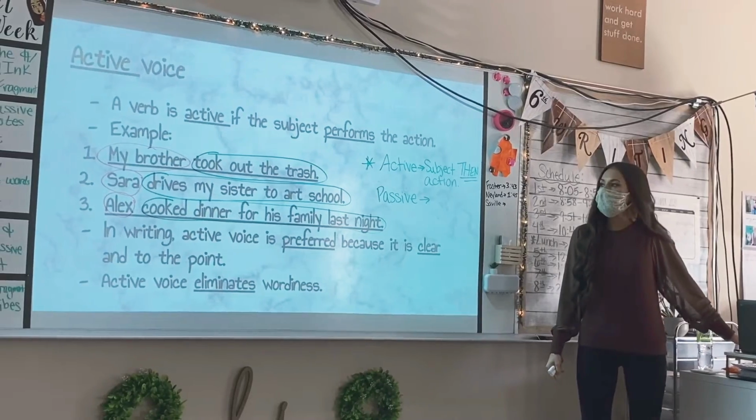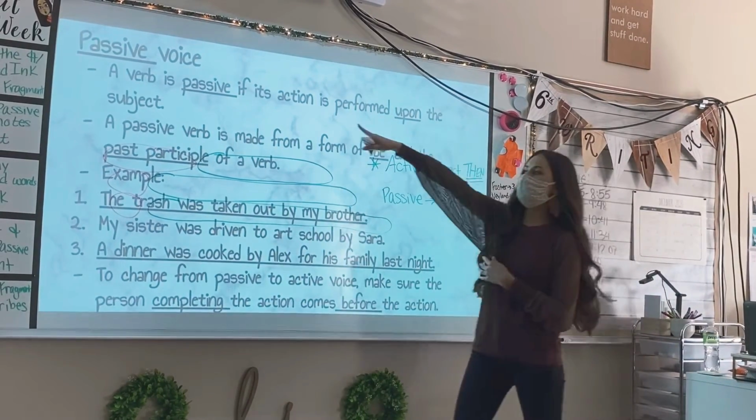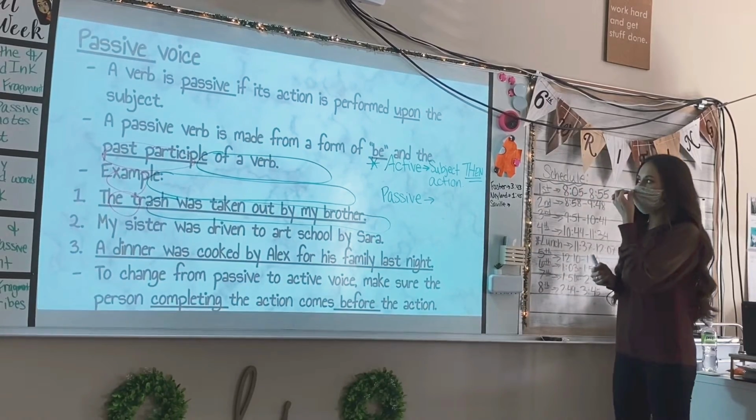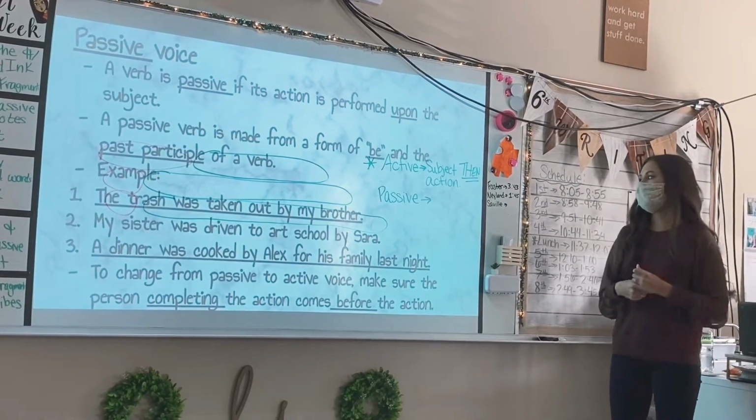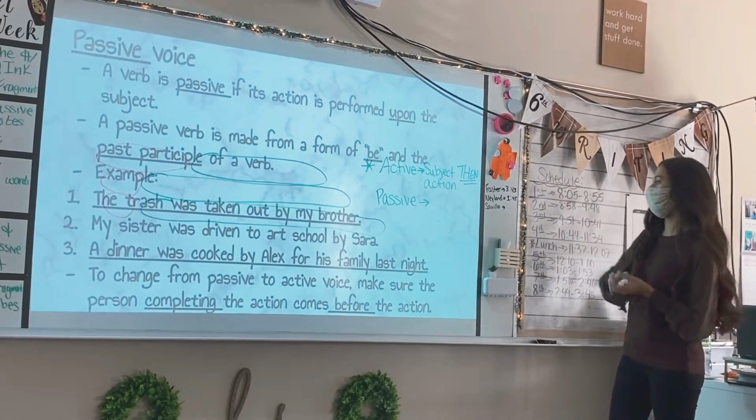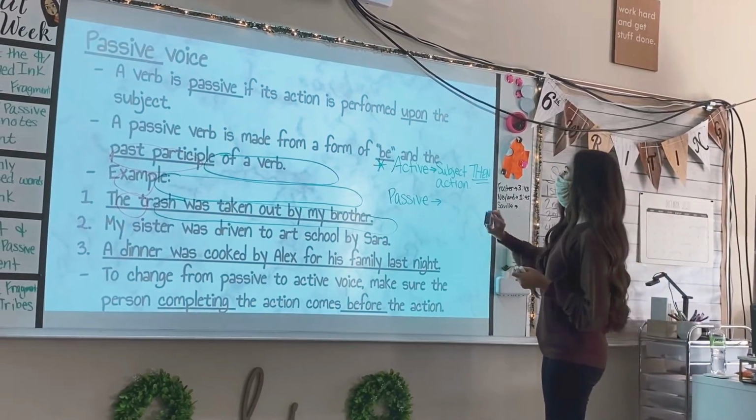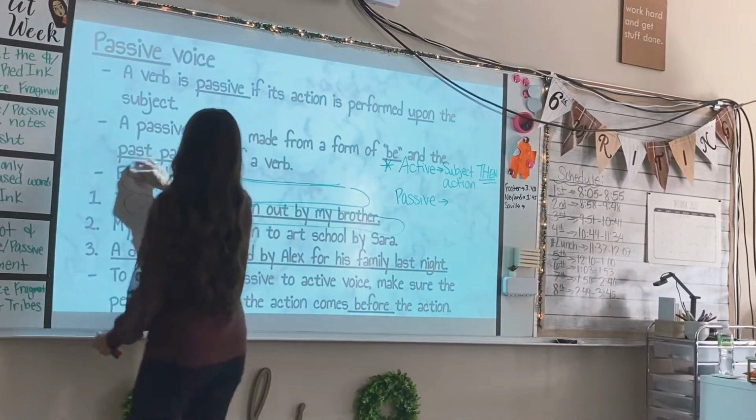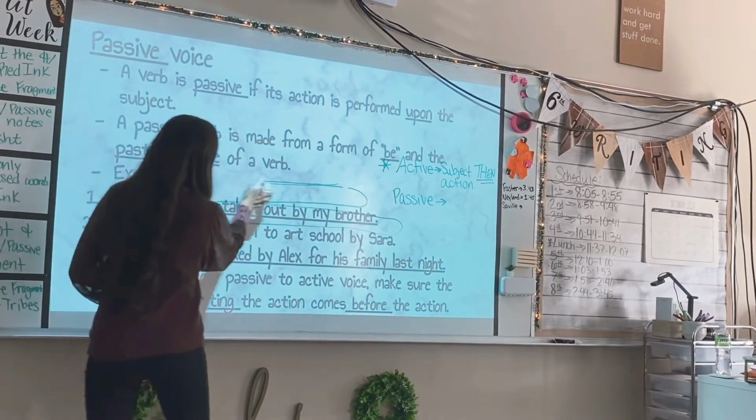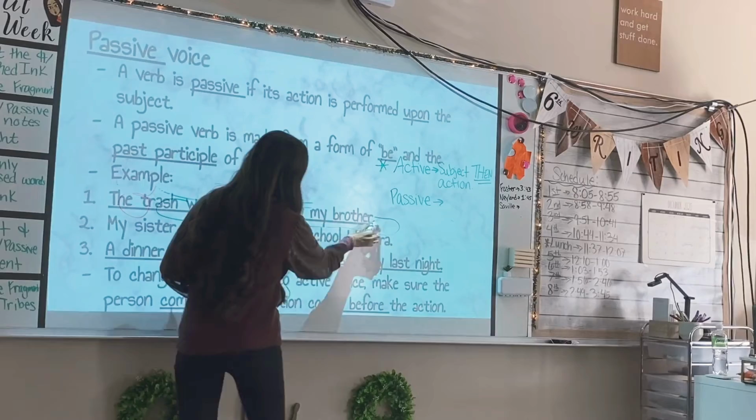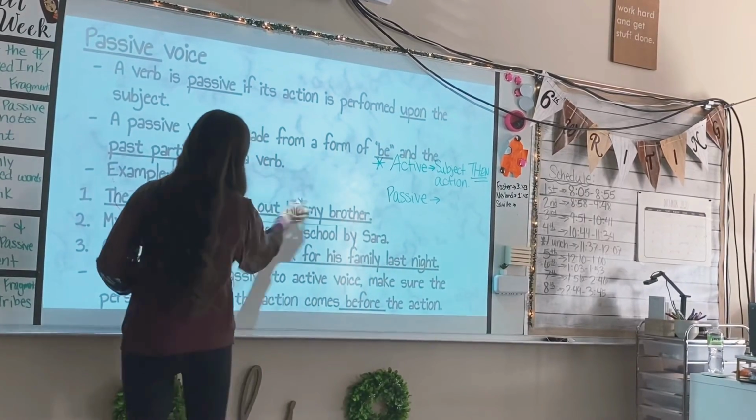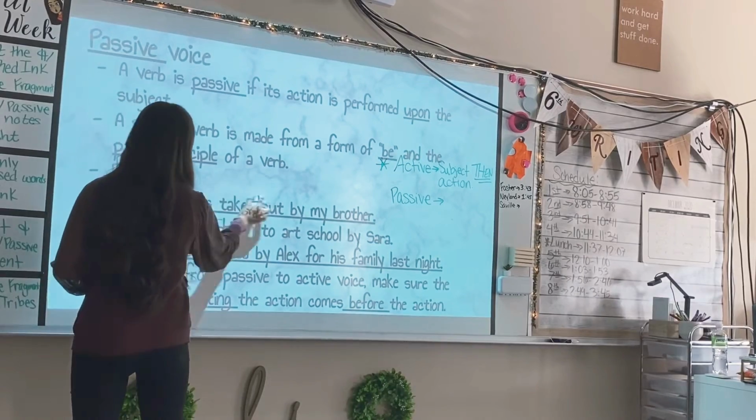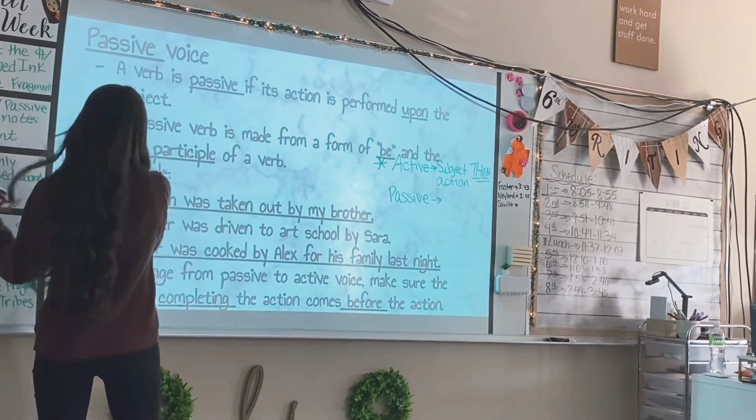Ready? Okay, so the next one is passive voice. It's up here also if you need spelling. A verb is passive if its action is performed upon the subject, okay? So a passive verb is made from a form of be and the past participle of a verb, okay? So for example, let me erase this really quick. For example, the trash was taken out by my brother.